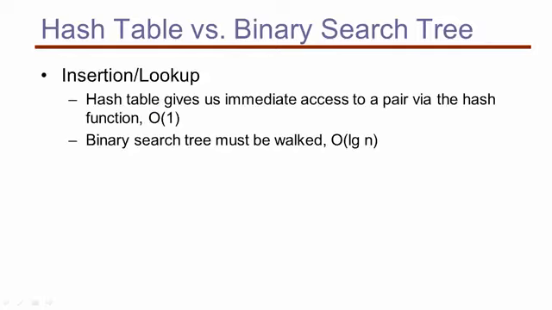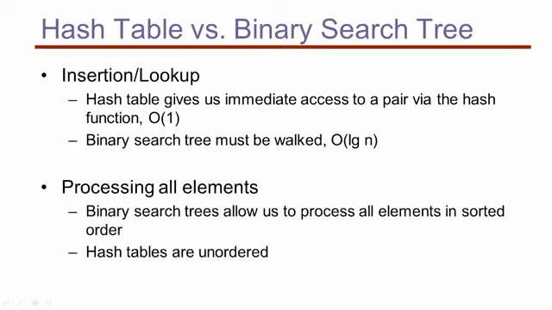In the case of performing an insert or lookup, hash tables give us direct access to an element or key via the hash function, whereas we need to walk a path from the root to a leaf for a binary search tree. Note that we do not need to traverse the entire tree since we can exploit the binary search tree property. When processing all the elements in a set or a map, a binary search tree allows us to process the elements in sorted order, whereas with a hash table, the processing is unordered. Please note again that it is important to understand the trade-offs between the different implementations so that you can pick the more appropriate implementation for a problem that you are solving.